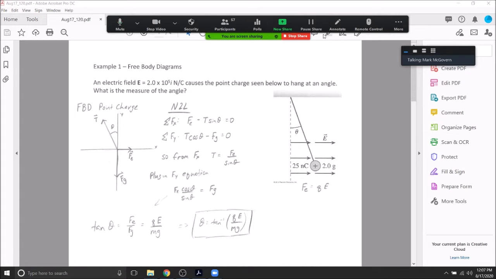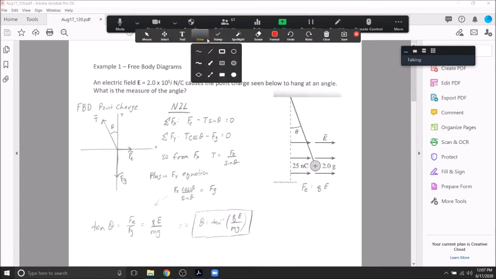If I were to draw a line that goes straight up, these angles are equal. The angle that's here and the angle that's here, they're equal. And now also notice, and it's good to be mindful of this, your vector lengths. Not only should you have the correct directions, but you want to be mindful of the lengths. This is a static equilibrium situation. This charge does not move.